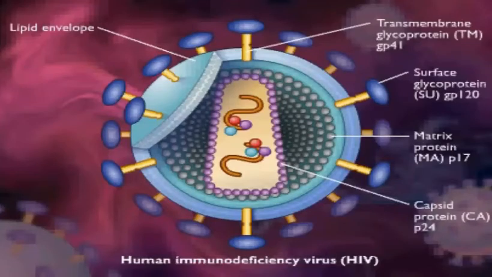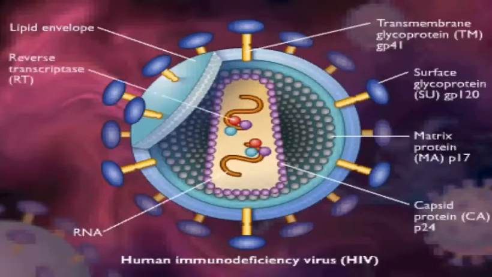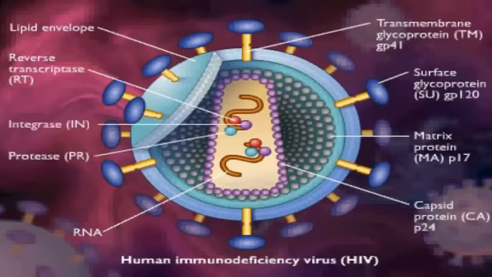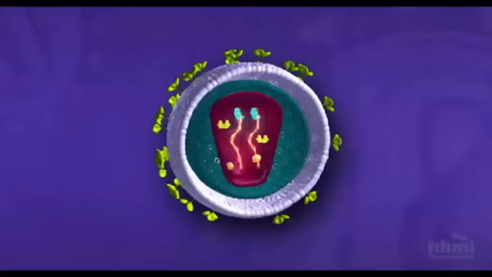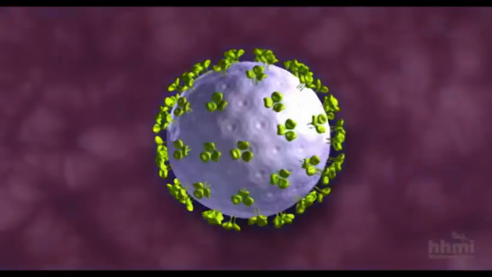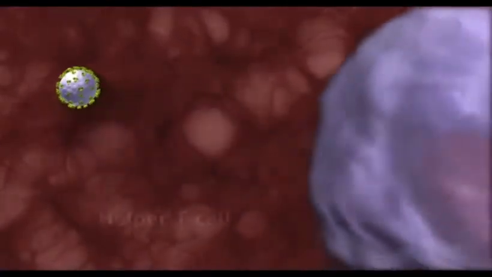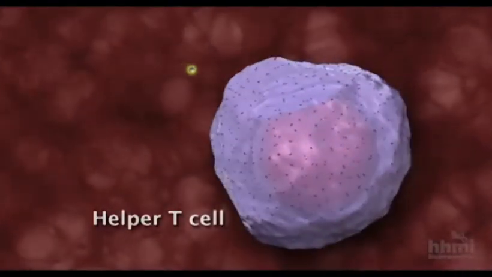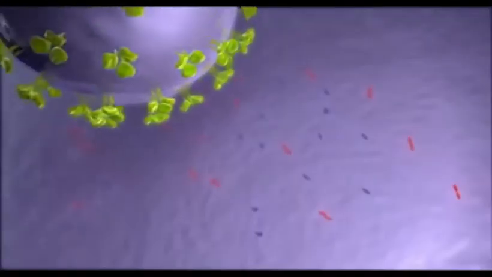Inside the core are two identical copies of single-stranded RNA viral genome and three enzymes, reverse transcriptase, RT, protease, PR, and integrase, IN. The virus itself, with this outer envelope protein, actually directly infects T helper cells.